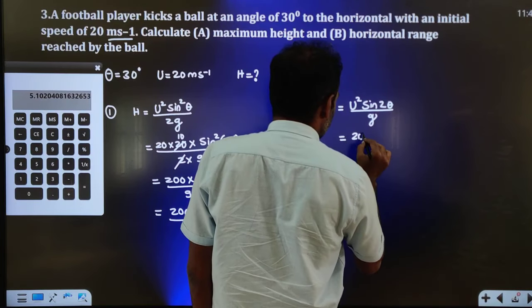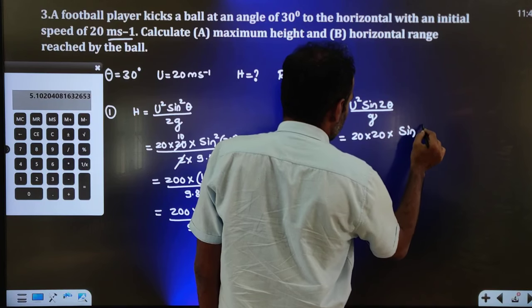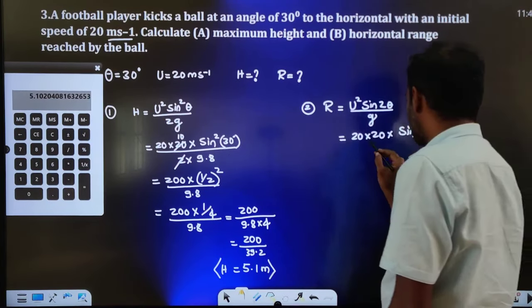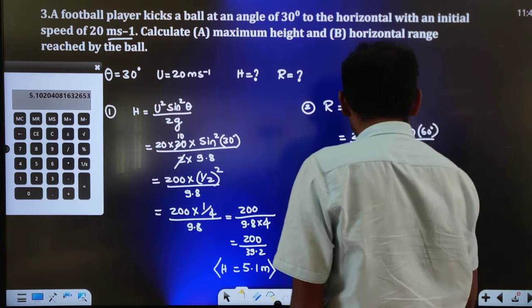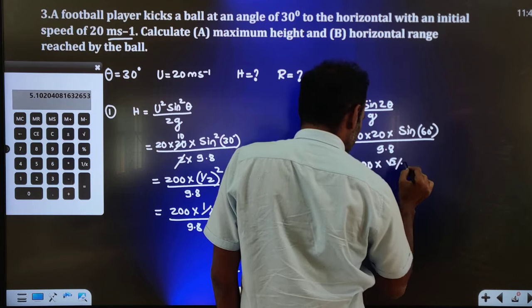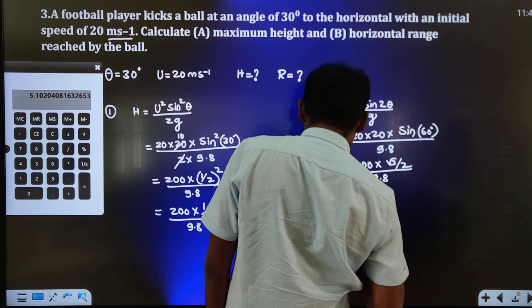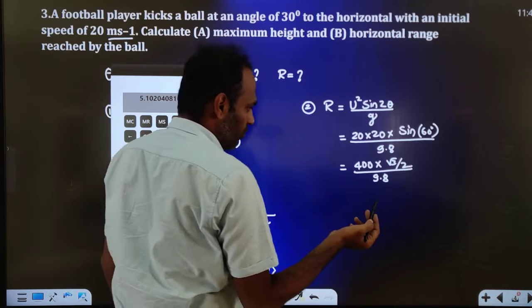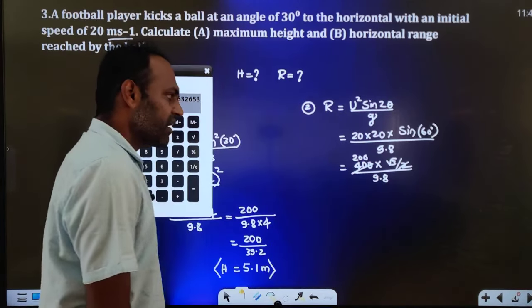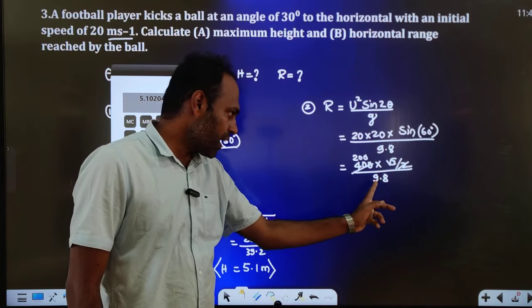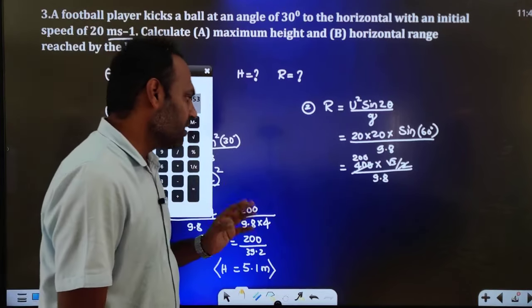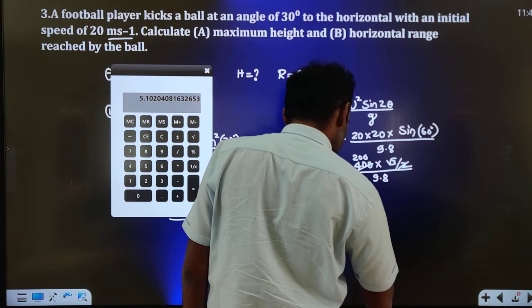u square means I will take it as 20 into 20, sin 2 theta. Theta is 30 degree, so 2 theta is 60 degree, divided by g. g is 9.8. So 20 into 20 will be 400 into sin 60 degree, which is √3/2, divided by 9.8. You can simplify this again: take 200 from the 2 and 400. Or you can take the denominator as 9.8 into 2 and 400 into √3 and divide, and you get the same answer. Nothing wrong in that. Ways of simplification are different, but you will get the same answer.